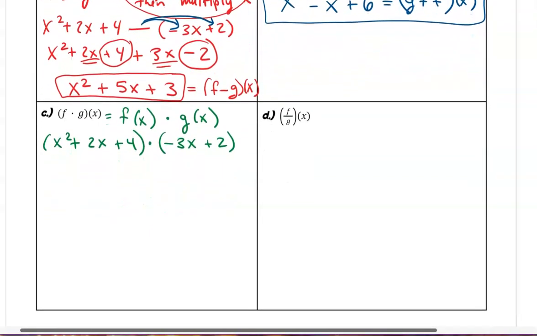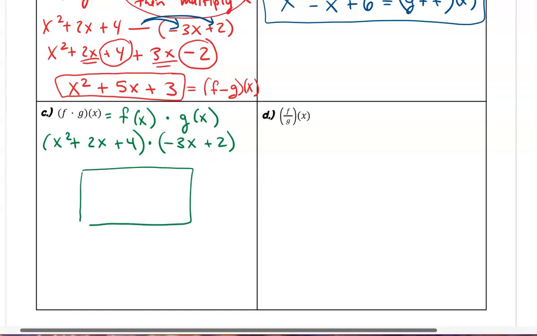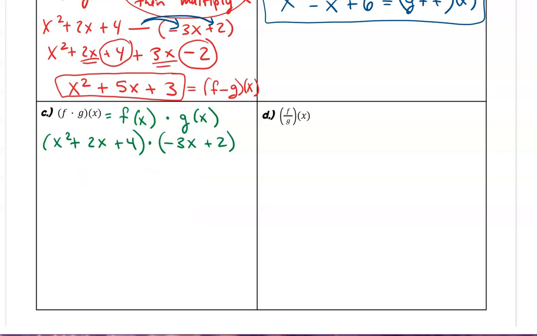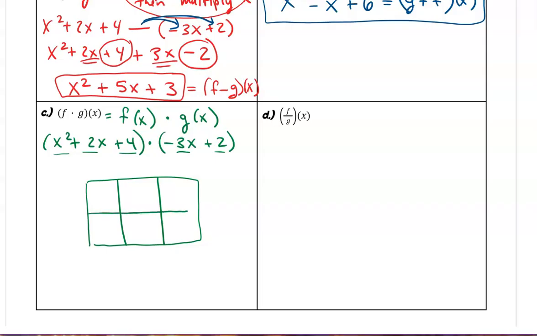And when I watch you guys work at the whiteboards, I've noticed some of you like to use these boxes to organize that multiplication, which I really like. Hold on, let me move this down a little bit so I can write above it. What I like about it is, for example, in this case, I have 3 terms in f of x, and I'm multiplying that to 2 terms. So that's going to give me 6 total products before I combine like terms.